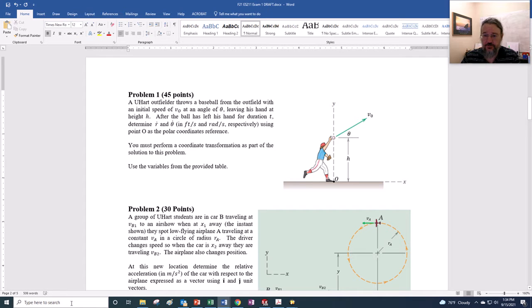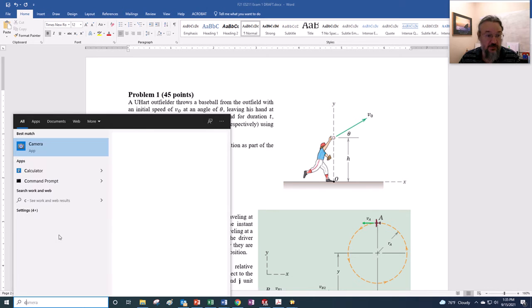This is the video solution for exam 1 in dynamics. We have an outfielder throwing a ball from the outfield with initial speed V0, leaving the hand at an angle of theta and at height h. After the ball has left the hand for a duration of t, we want to determine r dot and theta dot using O as the polar coordinates reference. You must use a coordinate transformation as part of the solution.